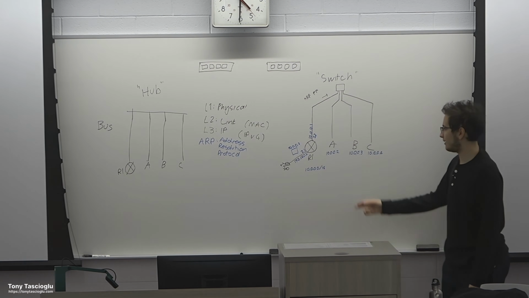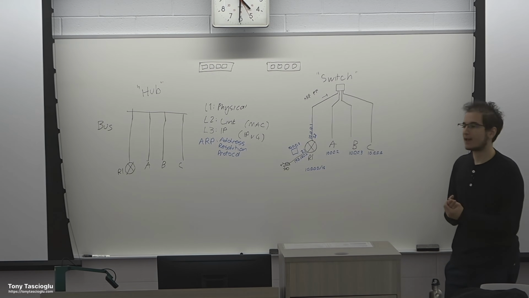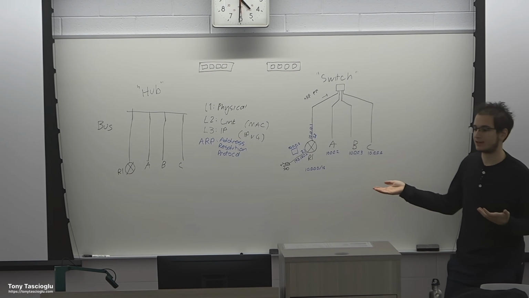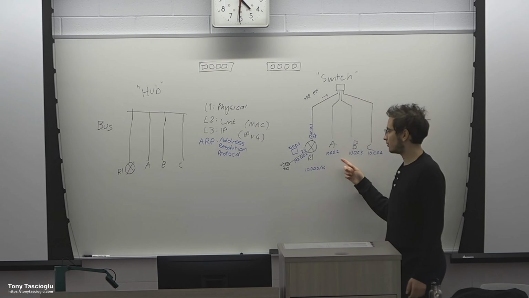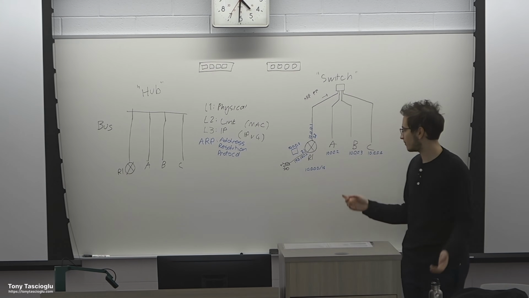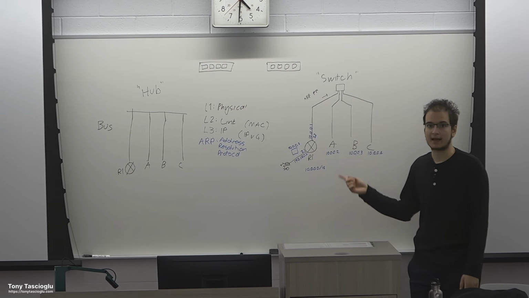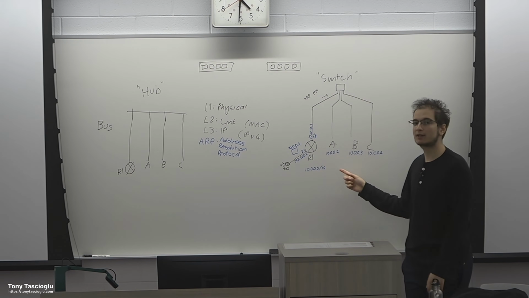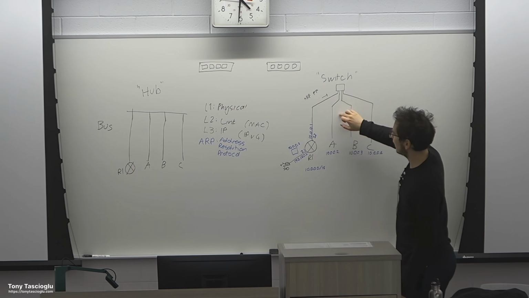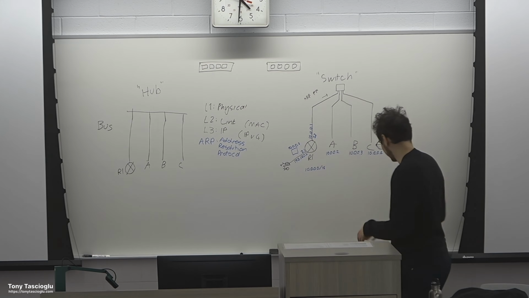So each one of A, B, and C received this ARP request. And basically it says, hey, do you have this IP address? And in this case, B and C are like, no, that's not us. So just don't do anything. A is going to be like, hey, that's me. I have that IP address. So A is going to send a reply. We know that A has that IP. So A is going to reply saying, hey, I have this IP address over.